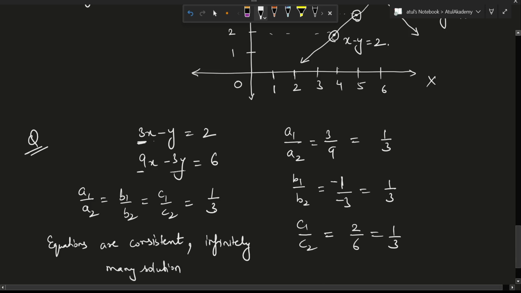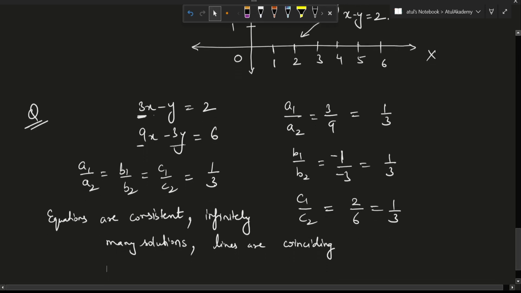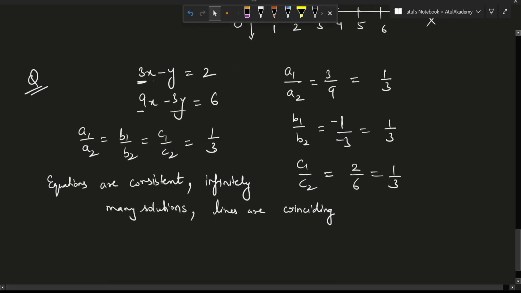They will be many solutions, and the lines are coinciding. What's the meaning of coinciding? They overlap each other. When you plot the points, you will see they overlap each other.